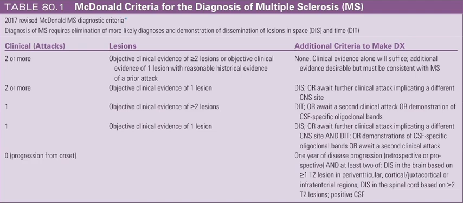Scenario 1, the open and shut case, that is more than 2 attacks with more than 2 lesions. This is the most straightforward scenario on the table. If a patient has experienced 2 or more distinct clinical attacks like sudden vision loss or numbness, and MRI shows 2 or more distinct lesions in the brain or spinal cord, the mystery is solved.